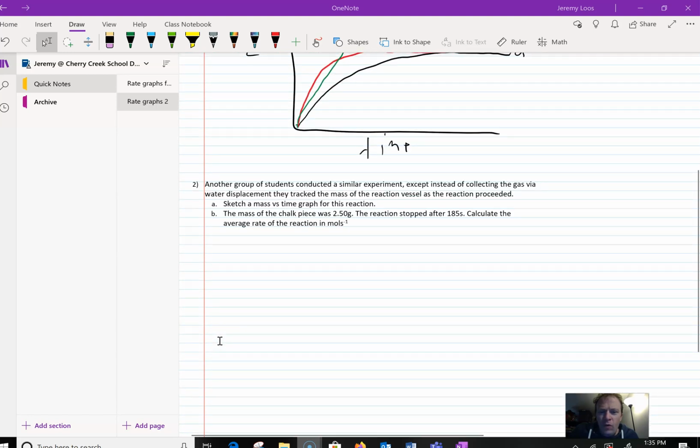So here's one more. It's the same type of thing, and just another type of graph, this time just one quick graph, and then see if you can figure out this calculation. So pause it, take a look at it, and then I'll go through.